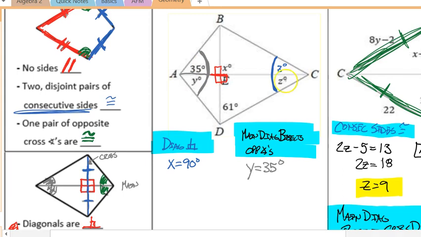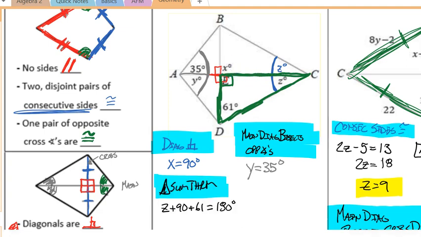Now, to figure out what our value of z is, we should note that we have a 90-degree angle here at all the intersections. We have a 61-degree angle, and we have angle z, and they are all located in, you guessed it, a triangle. So via our triangle sum theorem, we get the relationship that z plus 90 plus 61 equals 180, or that z is equal to 29 degrees.